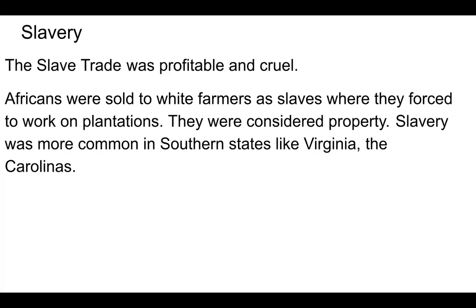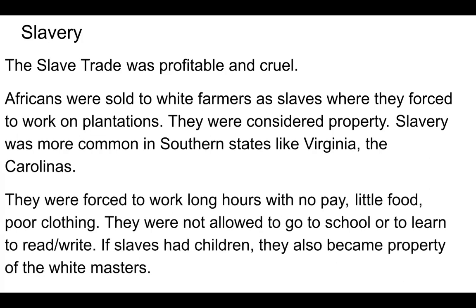It's important for students to understand that they were not considered people. They were considered property. They were considered things. They were things that transferred with ownership. So if the owner died, the slaves would be transferred in a will like other physical property would be.